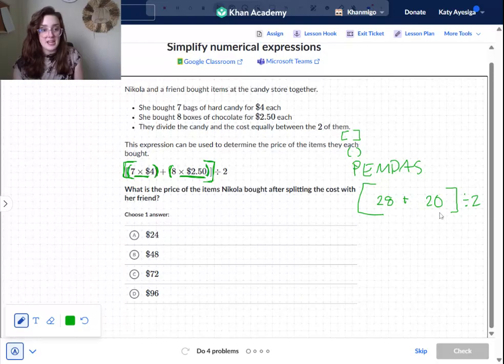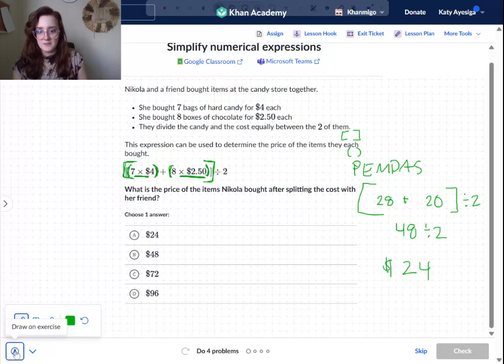So that gives us 28 plus 20. Now brackets are still a type of parenthesis, and we want to do that before we divide by 2. So 28 plus 20 gives us 48 divided by 2. How many times does 2 go into 48? That's going to be $24. So that should be option A. Let's check.